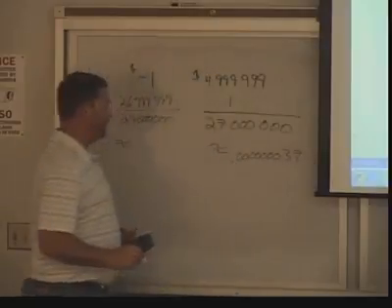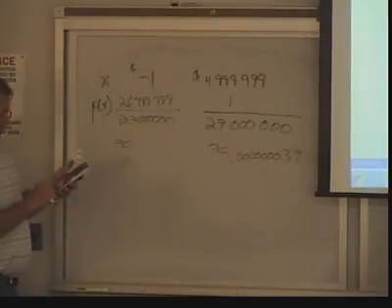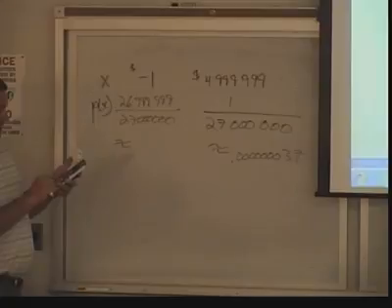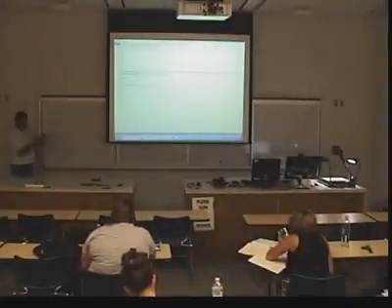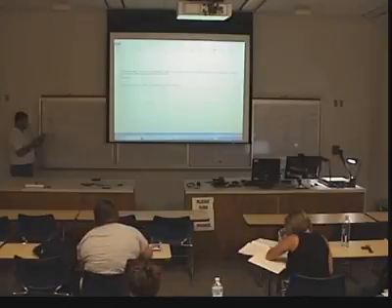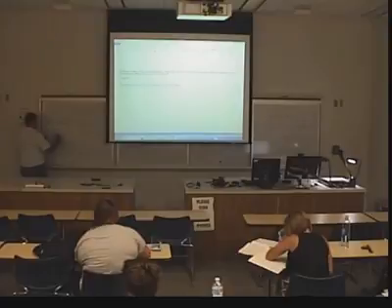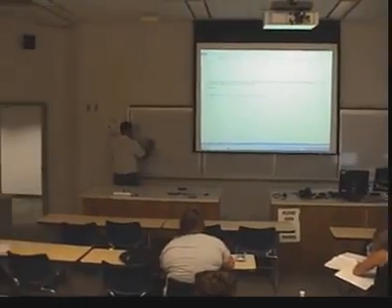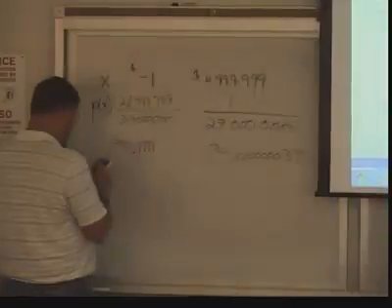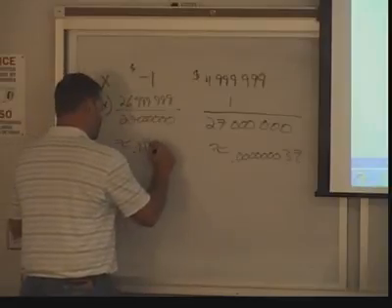And then what's this number? 26,999,999 divided by 27 million. It's going to be 0.99999, right? Something. 0.9999963.